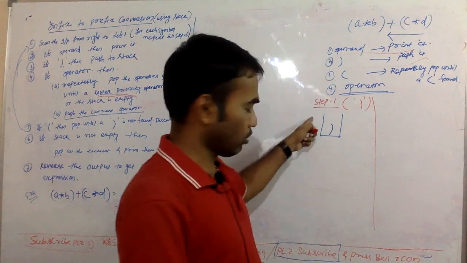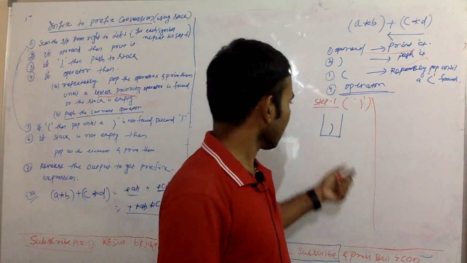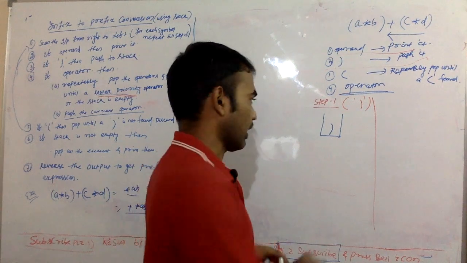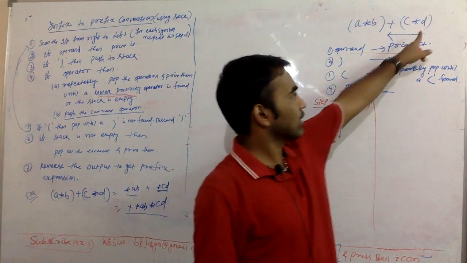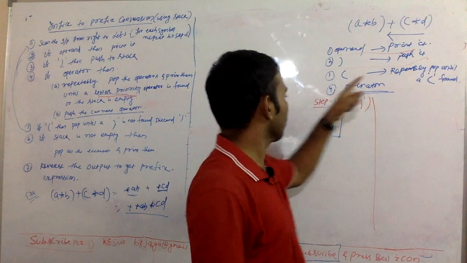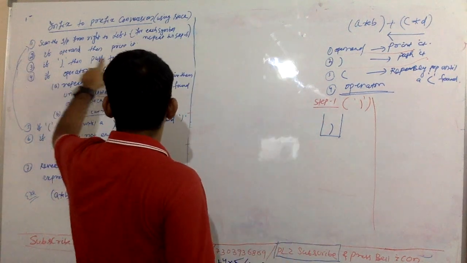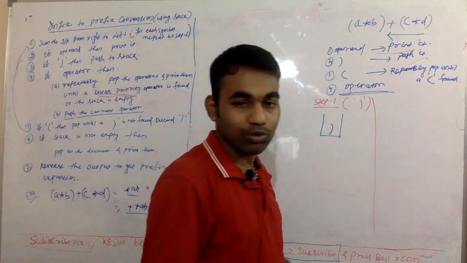Okay, so let's try to implement the same procedure using a step by step approach. Okay, step one. I started with this particular symbol, which is a right parenthesis, and we know that if it is a right parenthesis, then we need to push it into the stack, right? So that's what we need to do.